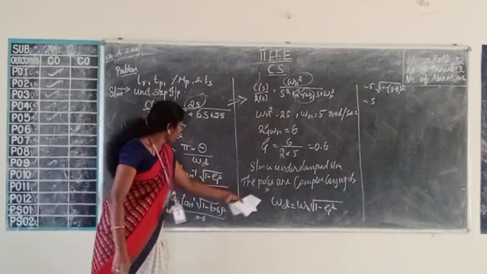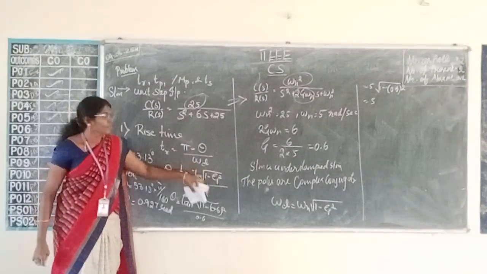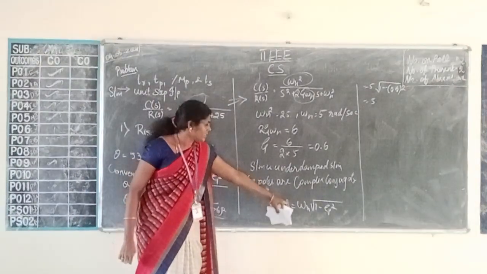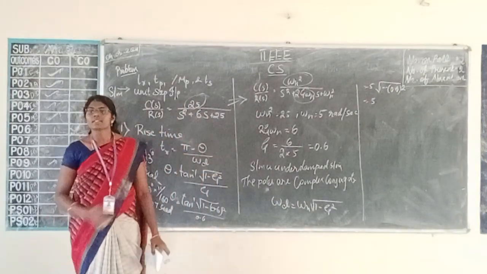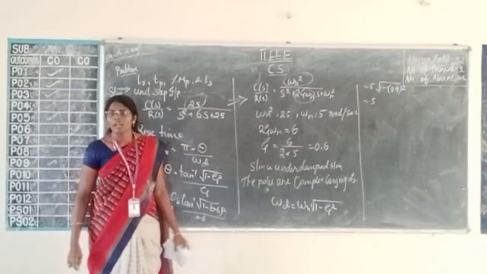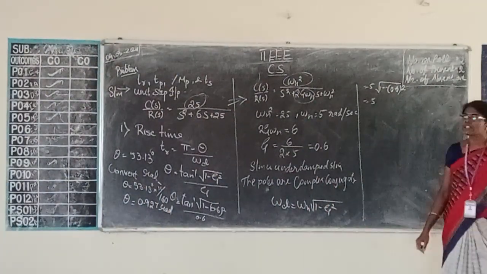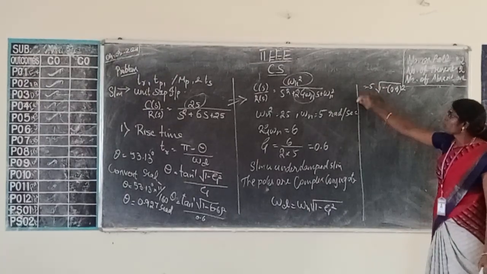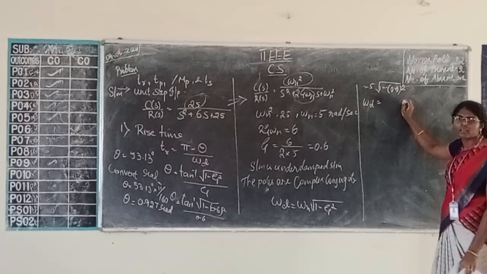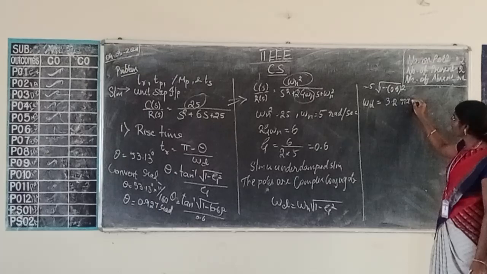After that, to find the rising time, you want to know the value of omega d. Omega d is the damped frequency, equal to omega n into root of 1 minus zeta square. The value of omega n from the equation itself is 5, and we also know zeta. If you substitute, 5 into root of 1 minus 0.6 whole square, omega d will be 4. What is the unit for omega d?